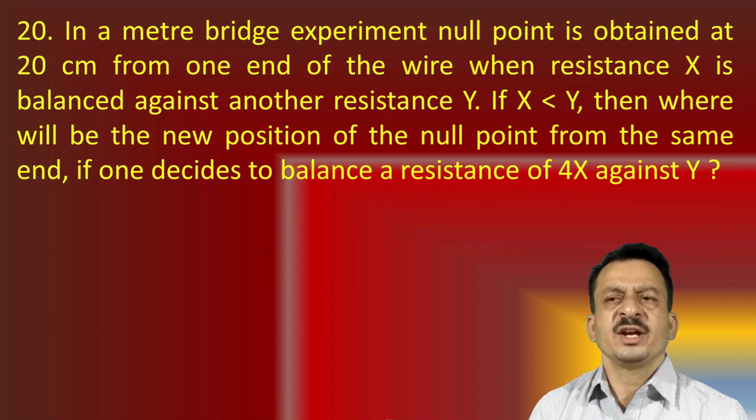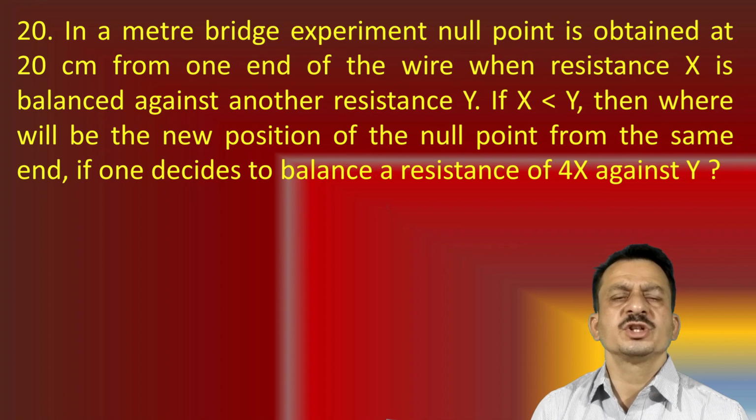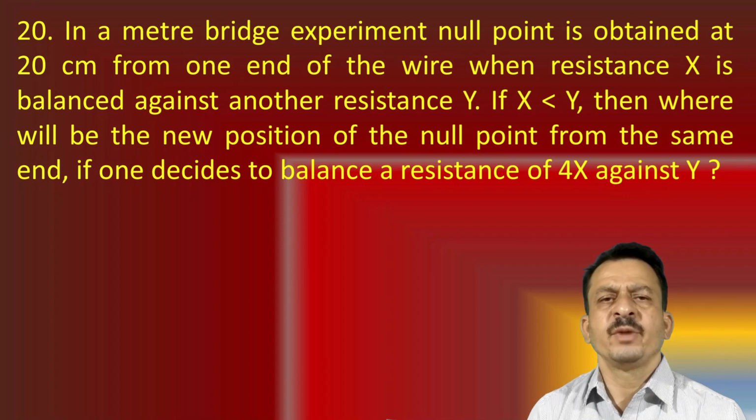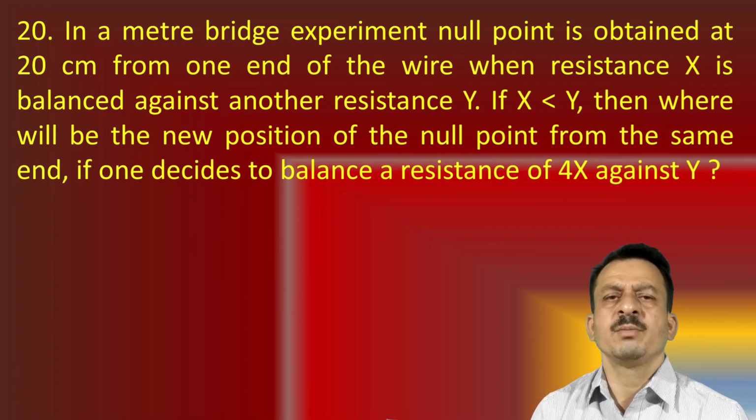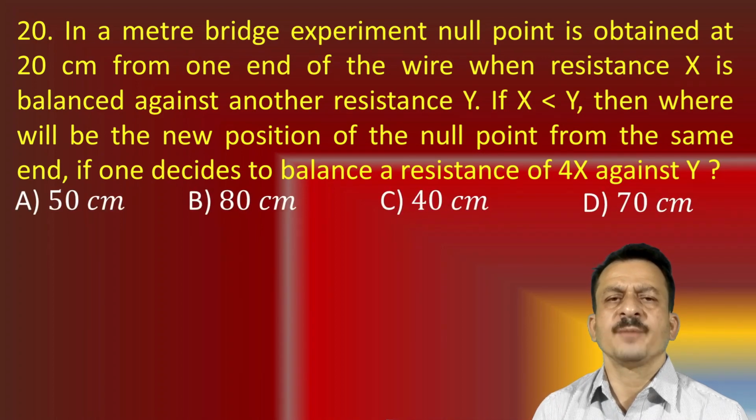If X is less than Y, then where should be the new position of the null point from the same end if one decides to balance a resistance of 4X against Y? Now we know the meter bridge balancing condition formula, P by Q is equal to R by S. We are using that one. Now let us choose the options. Option A 50 cm, B 80 cm, C 40 cm, D 70 cm. Now we have the condition P by Q is equal to R by S.